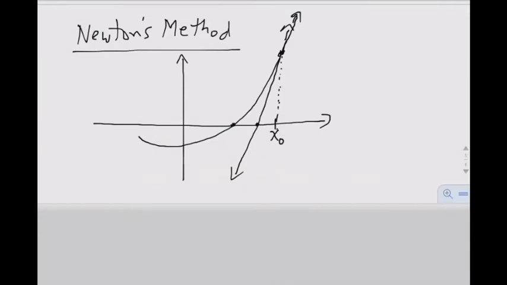Now what would this look like algebraically? Here we've got Newton's method mapped out with a sketch. And so I have my tangent line. I have my initial guess of x sub 0 here labeled. And this then would become what I'm going to call my x sub 1 in my first iteration. And so the real question is, how do I find x sub 1?